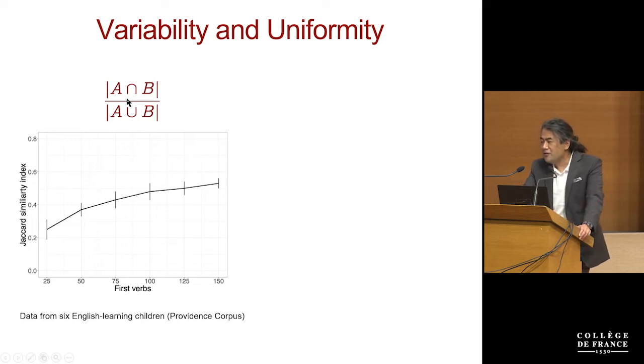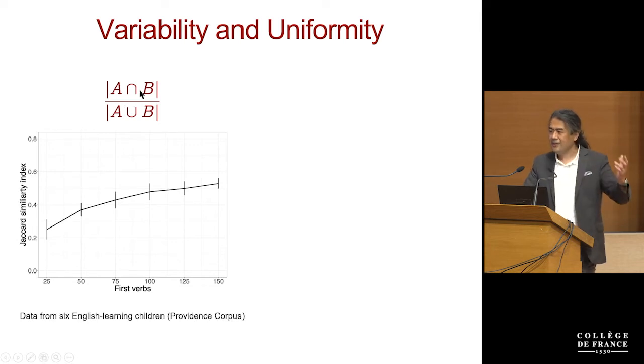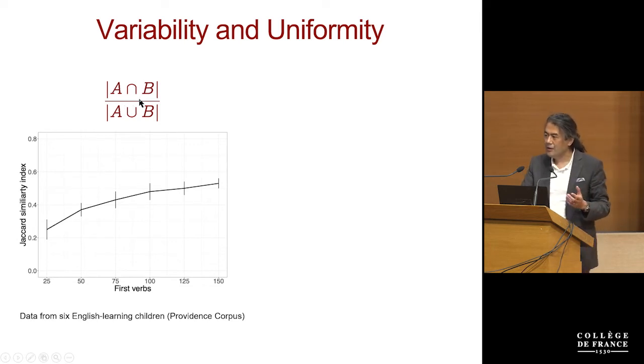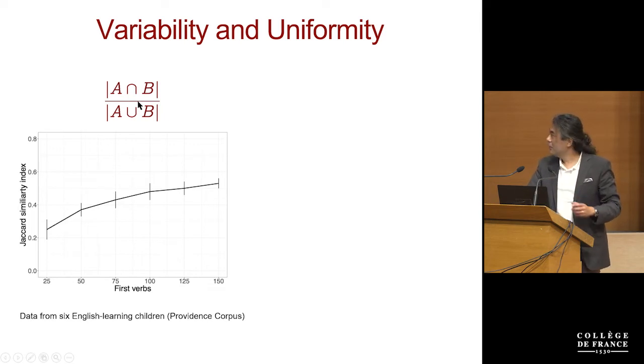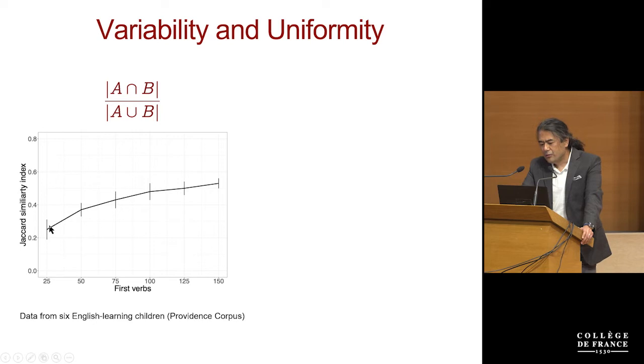So this is a very simple measure of how many words 2 children share in common in their vocabulary, the so-called Jaccard similarity. If it's 1, they know exactly the same set of words. If it's 0, they have no shared vocabulary whatsoever. So you can see at 25 words, this is 6 children on average, a pairwise average, there's only about 25% of words shared across any 2 children.